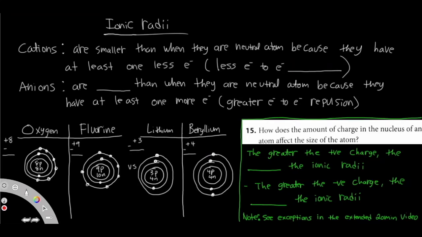Ionic radii. Cations, the positively charged ions, are smaller than when they were a neutral atom because they have at least one less electron. There is less electron-to-electron repulsion.